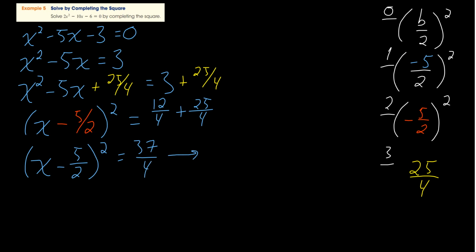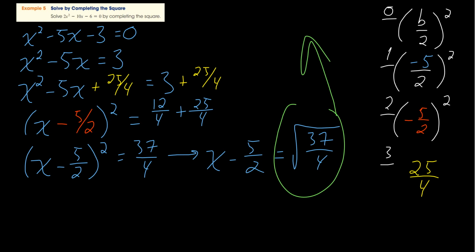We know that if we take the square root of both sides, we get x minus 5 halves is equal to the square root of, and I'm going to write it like this first, 37 over 4, right? Well, we know that this is the same thing as saying the square root of 37 over the square root of 4. Okay, well, the square root of 37 isn't a perfect square, but the square root of 4 is, so I can just write that as the square root of 37 over 2.